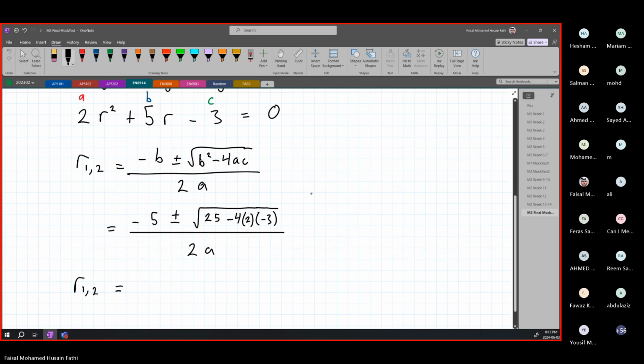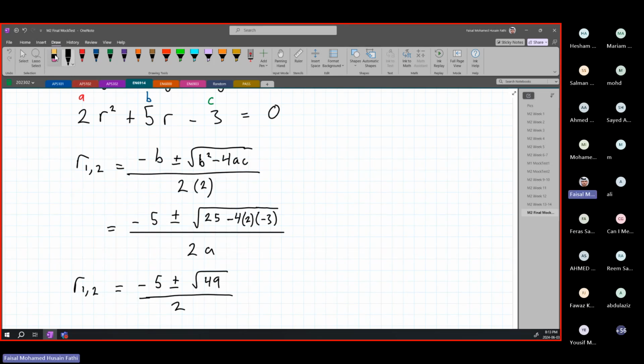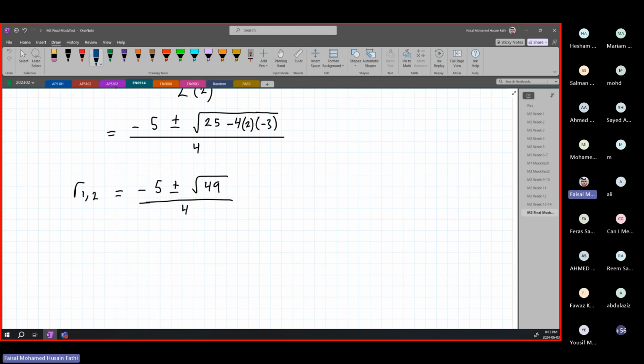Simplifying this, we will get, so 4 times 2 times negative 3 is negative 24. 25 minus negative 24 becomes 25 plus 24. We will get minus 5 plus or minus the square root of 49 over 2a. Again, we can just replace the a from the beginning with 2, so this is going to become 4 down here. All right. So this is the first step you do. Once you notice that in this case we have a positive value under the square root, that means we're going to have two real distinct roots.